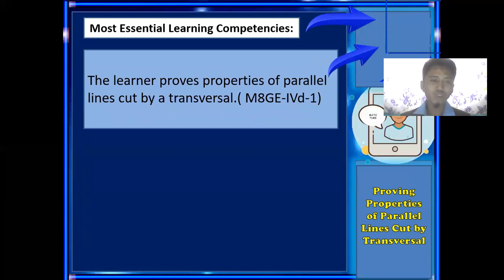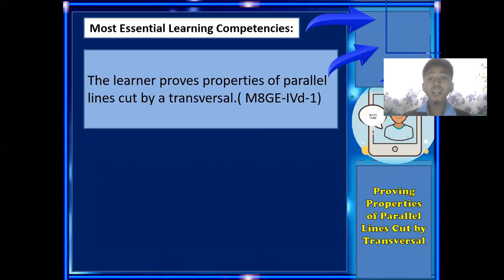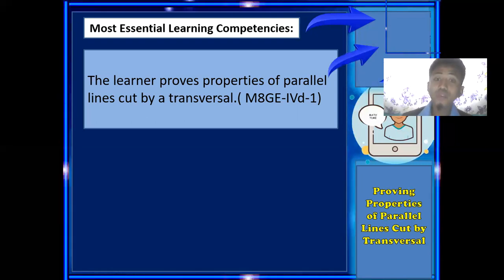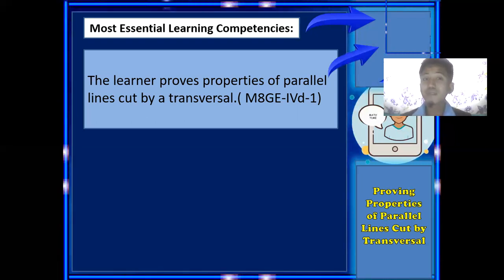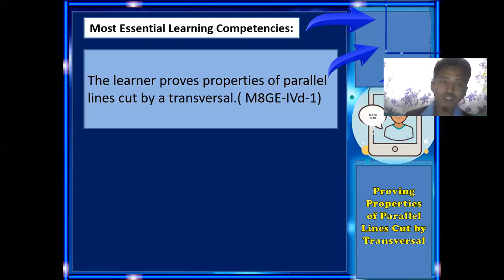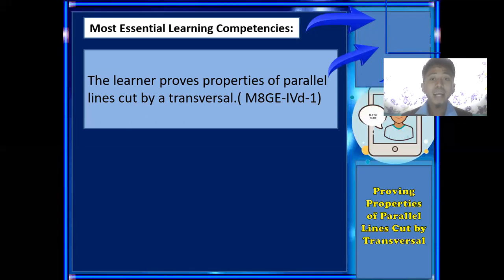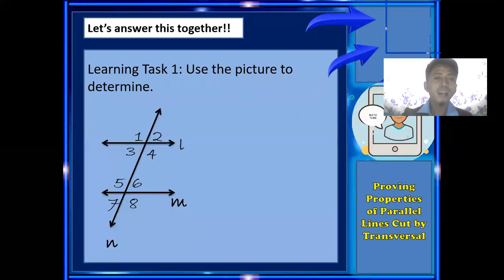So by the way, the focus of this lesson objective is based on our Most Essential Learning Competencies, or MELC. So our most essential learning competency for this lesson is: the learner proves properties of parallel lines cut by a transversal. This is the main focus of our lesson. So you as a learner, you will prove properties of parallel lines cut by a transversal.